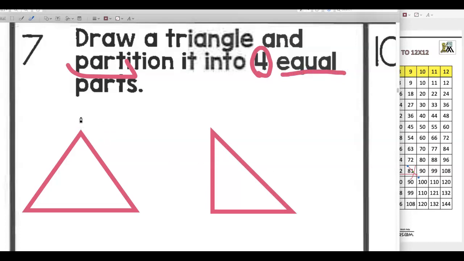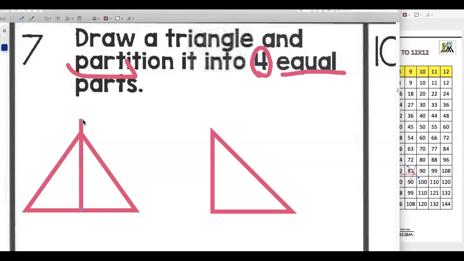So first I thought, okay, I'm going to draw a triangle, and it looked like this. And I'm going to go ahead and draw some lines. Okay, there's one, and I need 4 parts. I need 4 parts. So I did that. But if I look at it, those parts are not all equal, so it can't be that. Okay, well then I thought maybe if they all come down from the vertex.